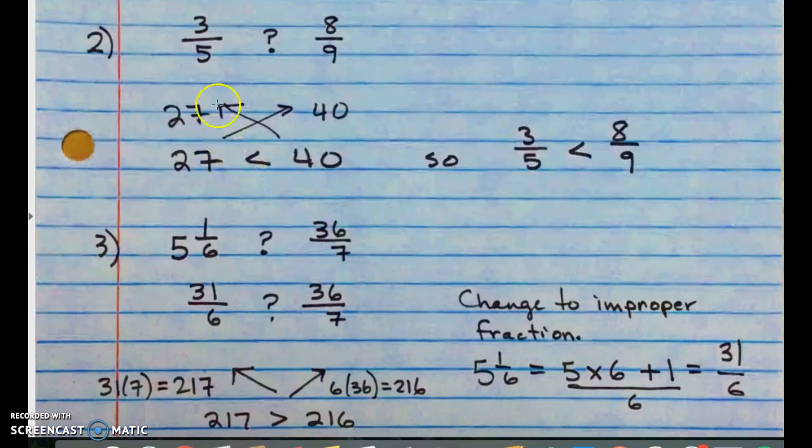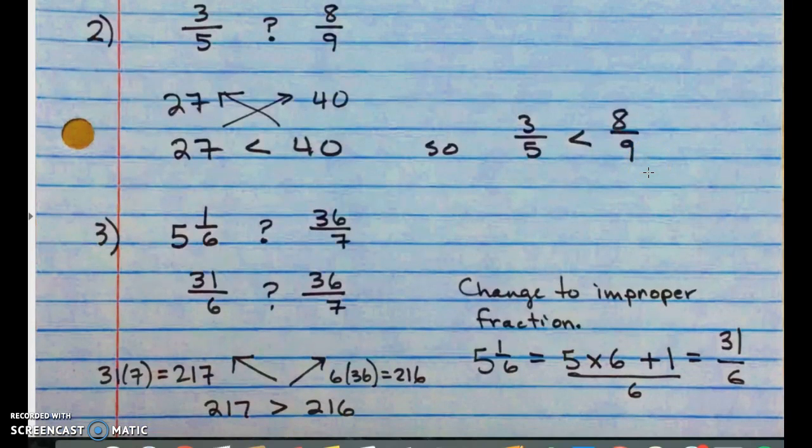Let's look at 3/5. How is that related to 8/9? If I multiply on the uphill, 3 times 9 is 27, and going in this direction, I get a 40. 27 is less than 40. So that means that the original 3/5 was less than 8/9. Make sure that you're multiplying and having the arrows go in the direction up.